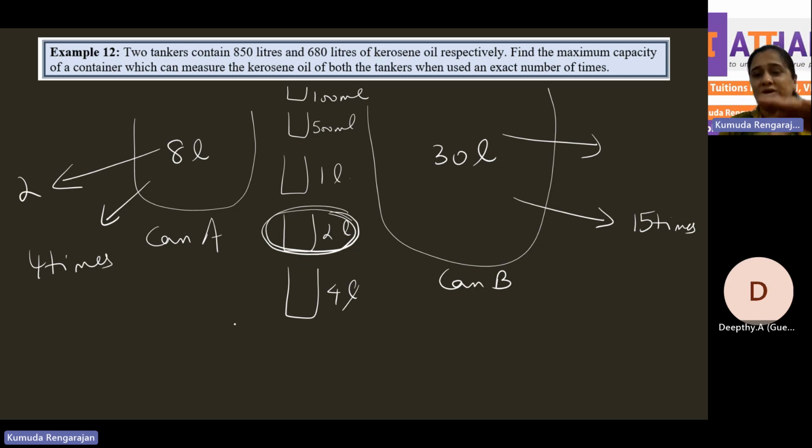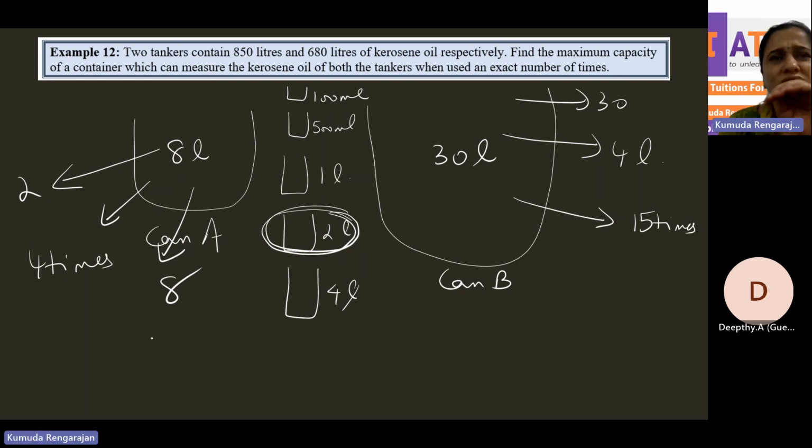So exact number of times means the cup should always be full. It should not be half full or a little full. It should not be empty at all. It should be completely filled with milk. So if she uses the 4 liters cup, she can measure 30 liters of milk 7 times, but 2 liters of milk will be left out. In fact, she can also use a 1 liter cup. She'll measure this 8 times and this one 30 times.